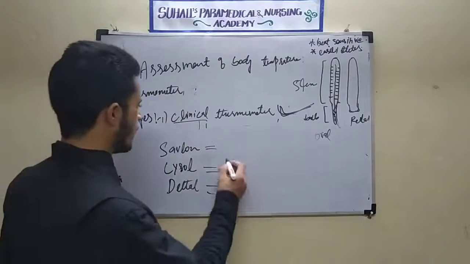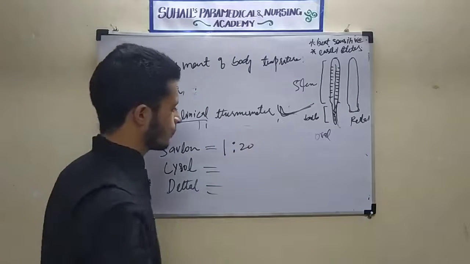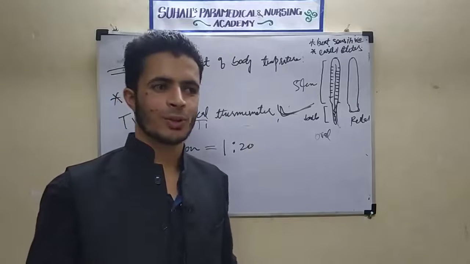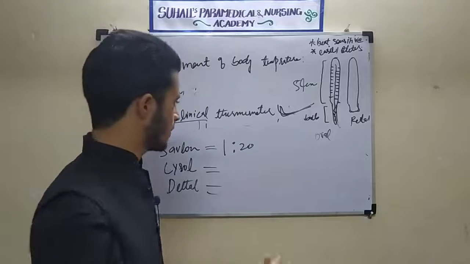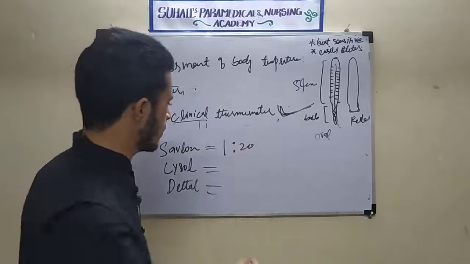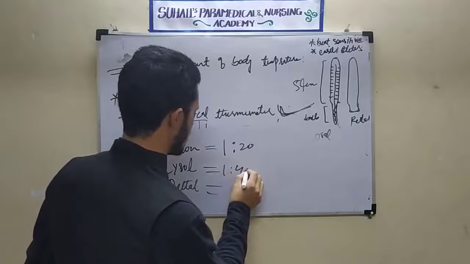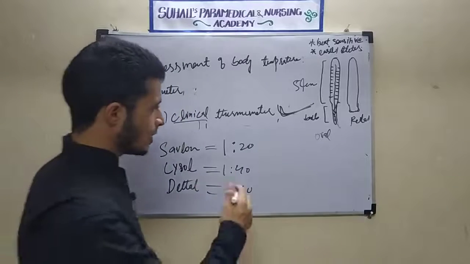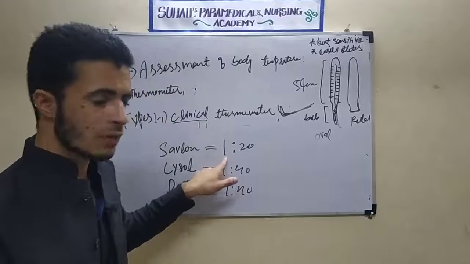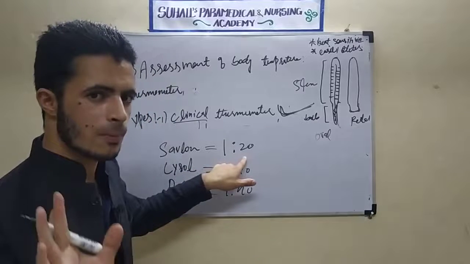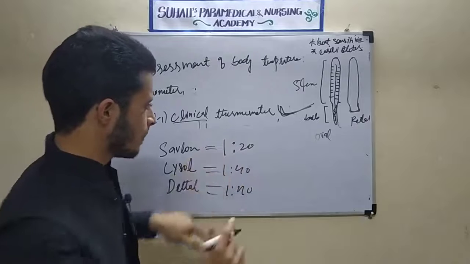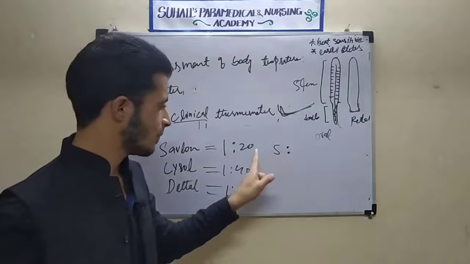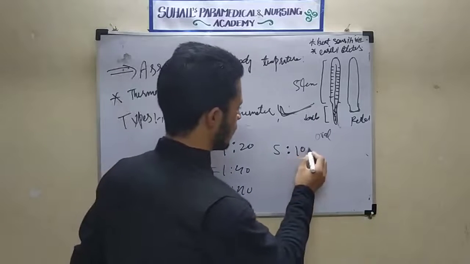Remember the ratio that we are taking here. In the case of Savlon, 1:20 we are using. What is 1:20 ratio? Many students say 1:20 but they don't know what it is. Some say 1:100. First understand what a 1:20 ratio is. Savlon is 1:20 ratio. If we take 1 ml of Savlon, we have to take 20 ml of water. Suppose we take 5 ml of Savlon, how many ml of water should we take? 100 ml of water.